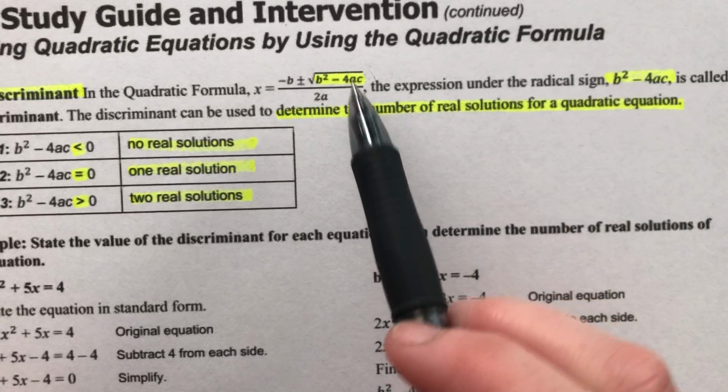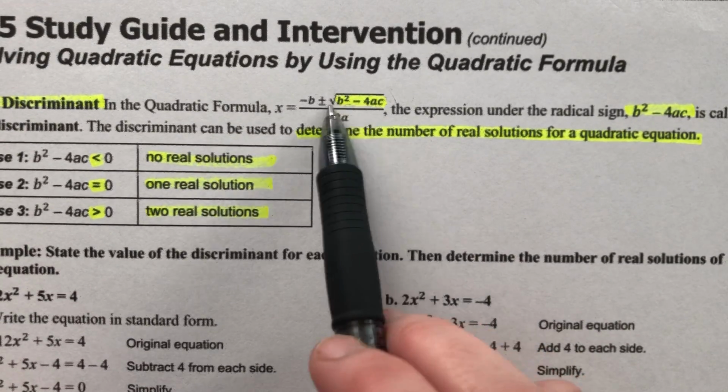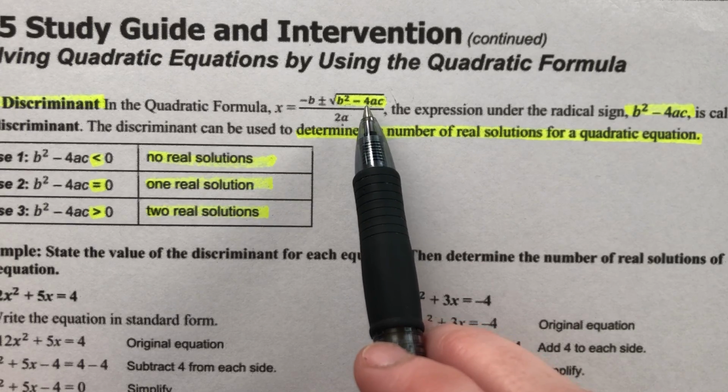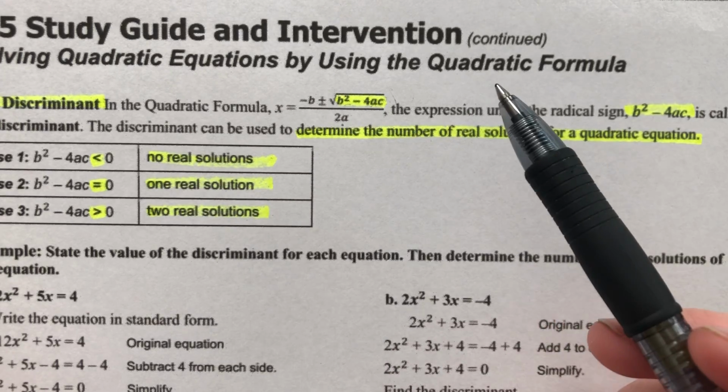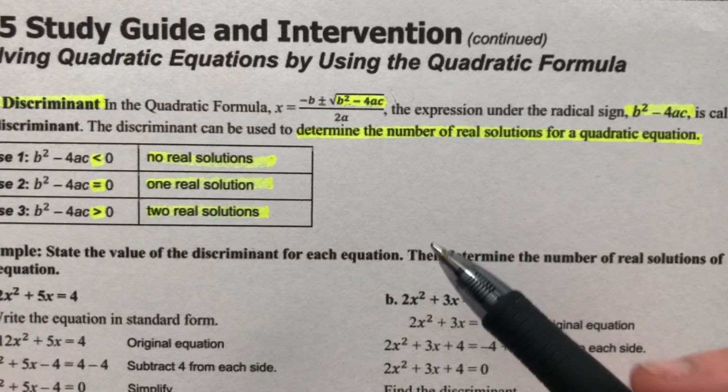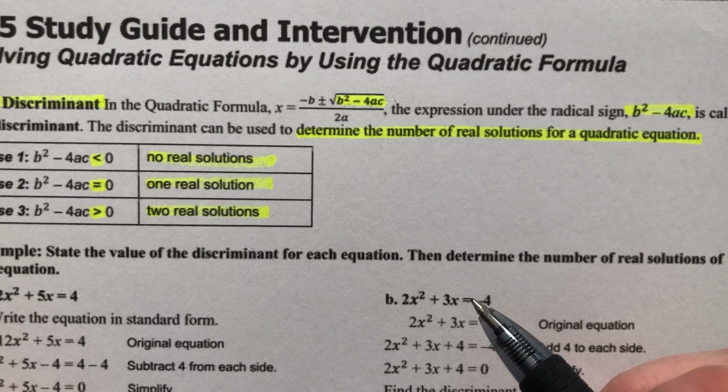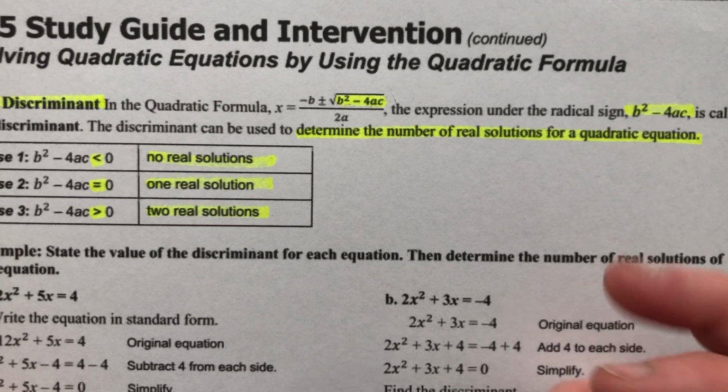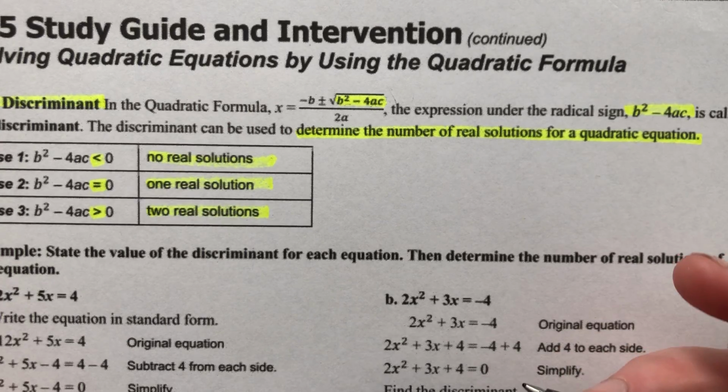The discriminant, the part underneath the radical sign, is called the discriminant, right? B squared minus 4ac. And its only purpose is to tell us how many solutions we're going to get. Is it going to be one solution, two solutions, or is it going to be something weird where we get no solution, right? We can figure that out with the discriminant.